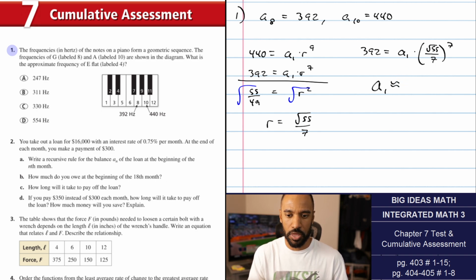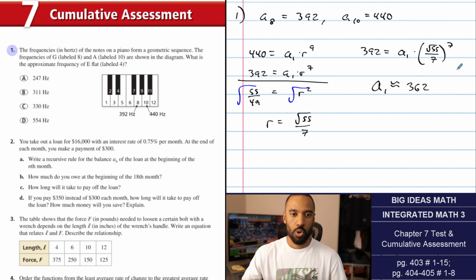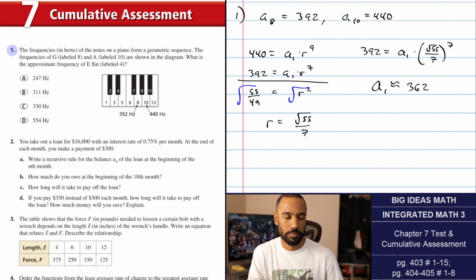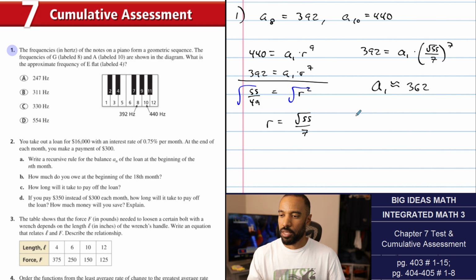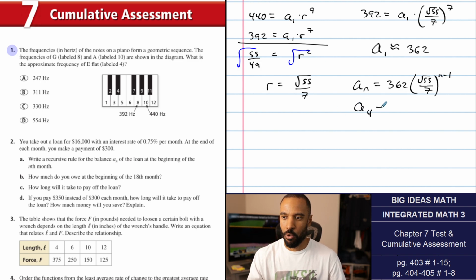My calculator says one thing that I'm getting as 392 divided by that thing to the 7th power. So I'm going to round it for now, but I'm going to use my calculator to get the exact answers for you. So here we're going to say a sub n equals 362 times root 55 over 7 to the n minus 1 power. So to find a sub 4, we're going to do 362, and again, I have a different number on my calculator, times root 55 over 7 cubed.